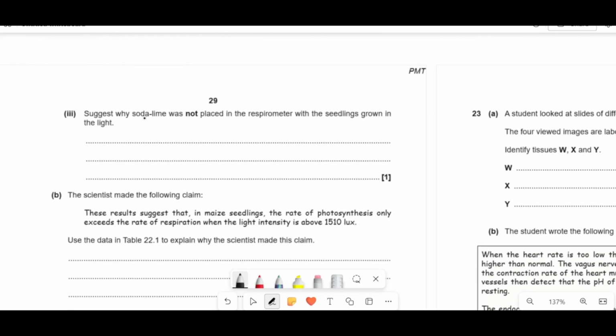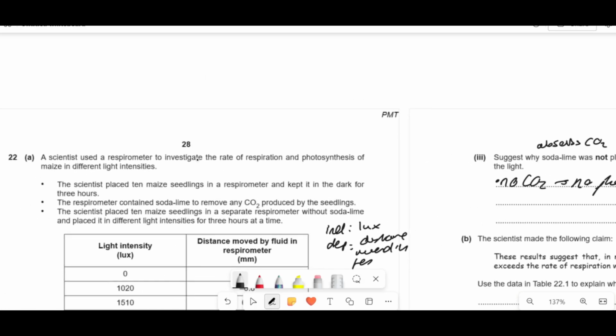So this absorbs CO2, right? And they've grown it in the light. If we took CO2 out, then we would not get any photosynthesis. No CO2, no photosynthesis. Which would not be very useful, considering they're looking at the rate of respiration and the rate of photosynthesis in different light intensities. How are they supposed to measure if there's no CO2 there?